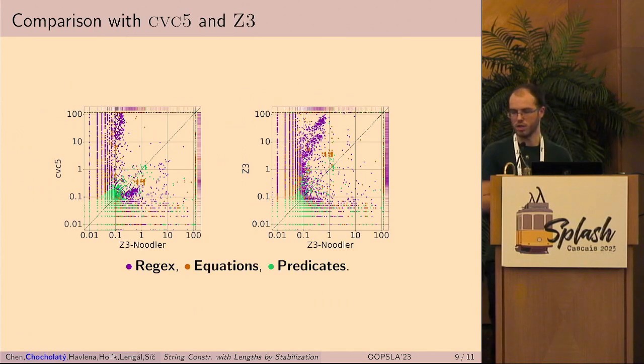If we take a look at a comparison in these scatter graphs with Z3 and CVC5, we can easily see the 90-degree axis here in the graph and here, which shows us that the Z3 Noodler is complementary to both CVC5 and Z3. If CVC5 and Z3 cannot solve it, we can solve it really fast, as opposed to what CVC5 and Z3 have to compute.